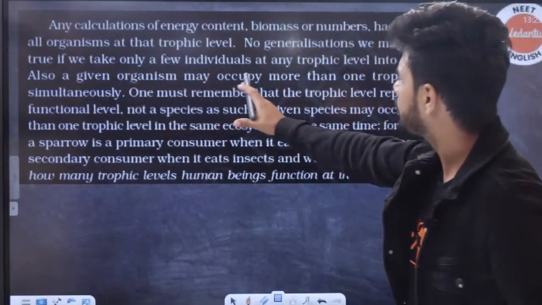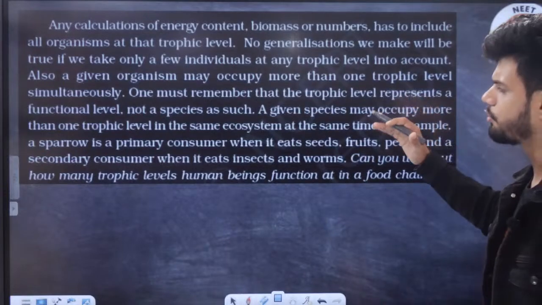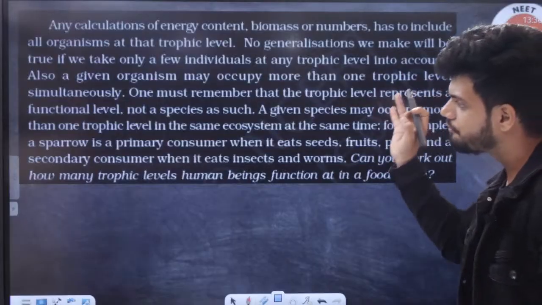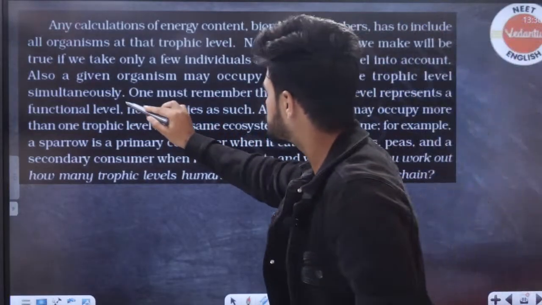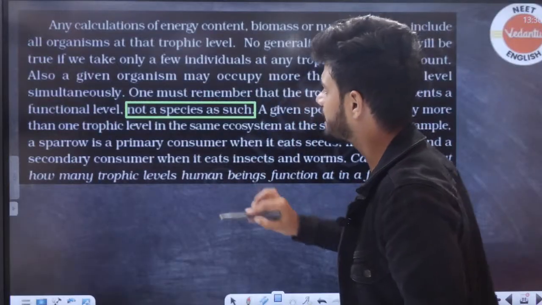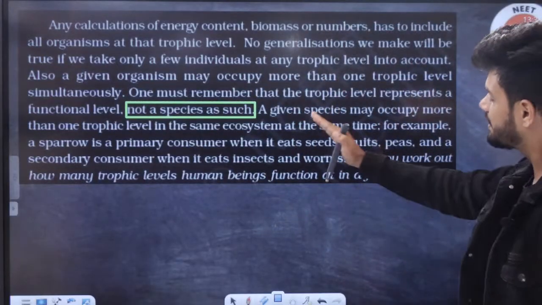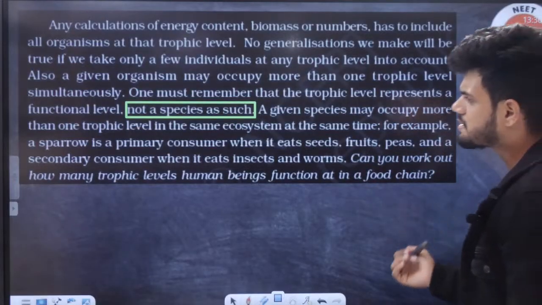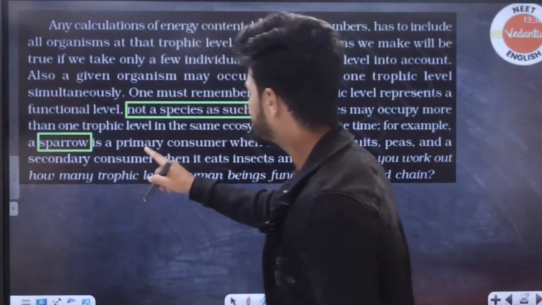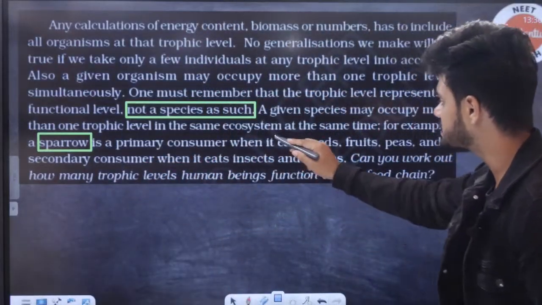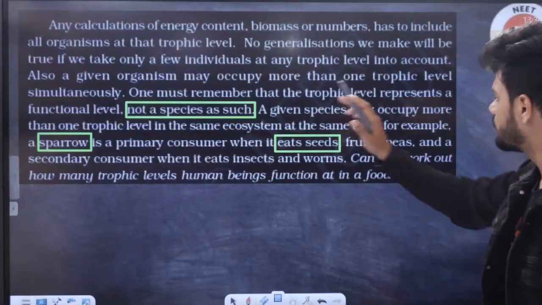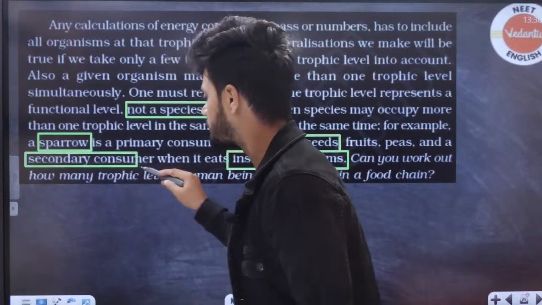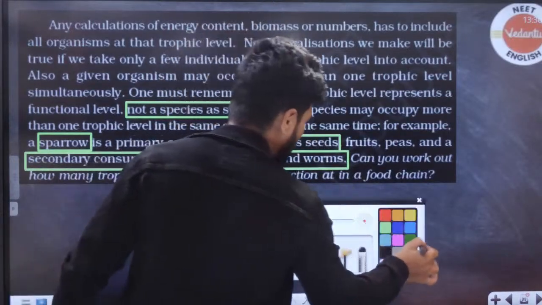Also, a given organism may occupy more than one trophic level, as with omnivores. One must remember that a trophic level represents a functional level, not a species. It is usually at the population level. A given species may occupy more than one trophic level in the same ecosystem at the same time. For example, a sparrow. A sparrow is a primary consumer when it is eating seeds. The same sparrow, when it starts eating insects and worms, becomes a secondary consumer.